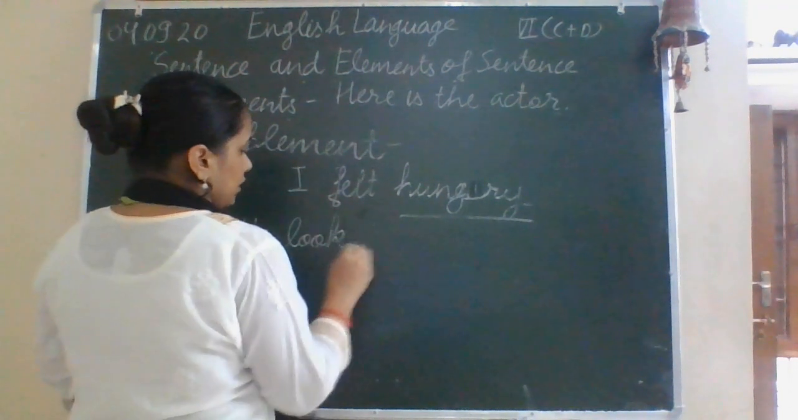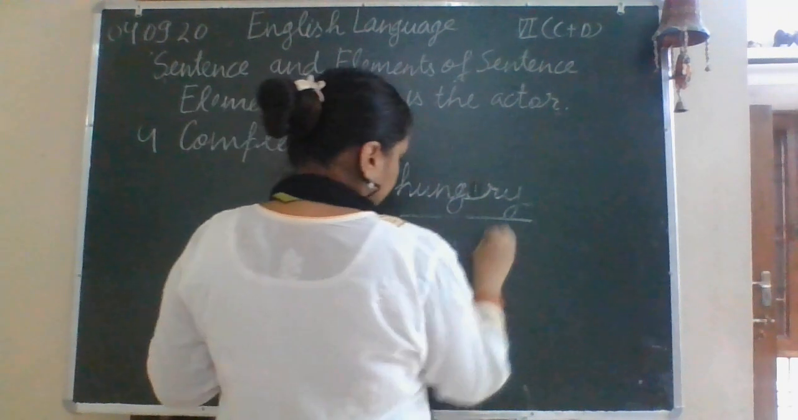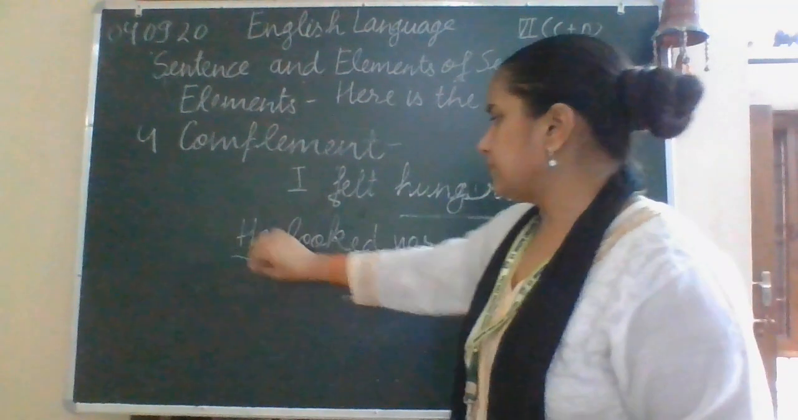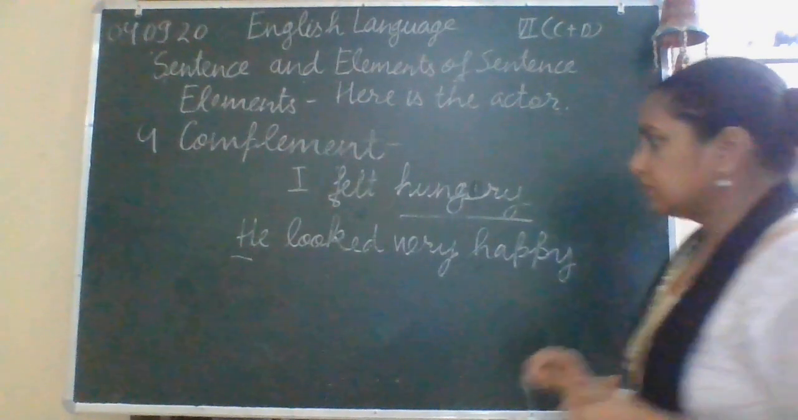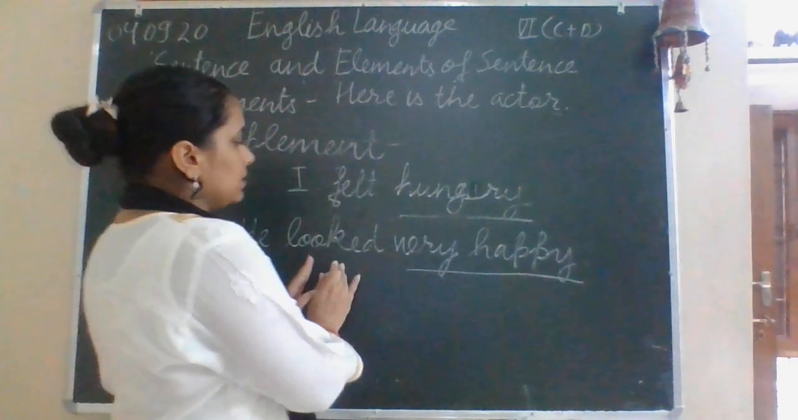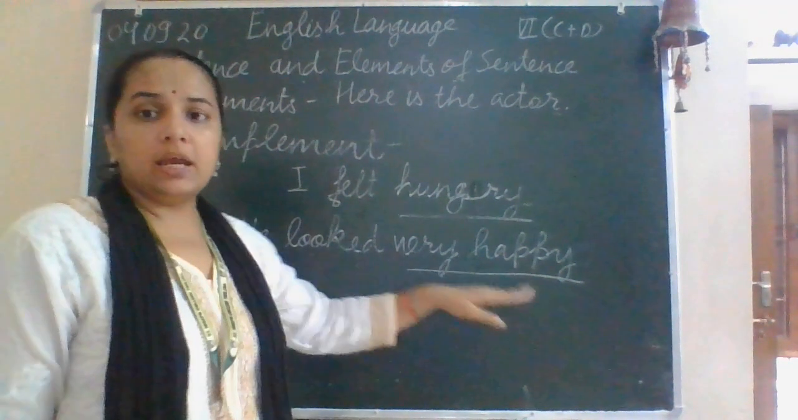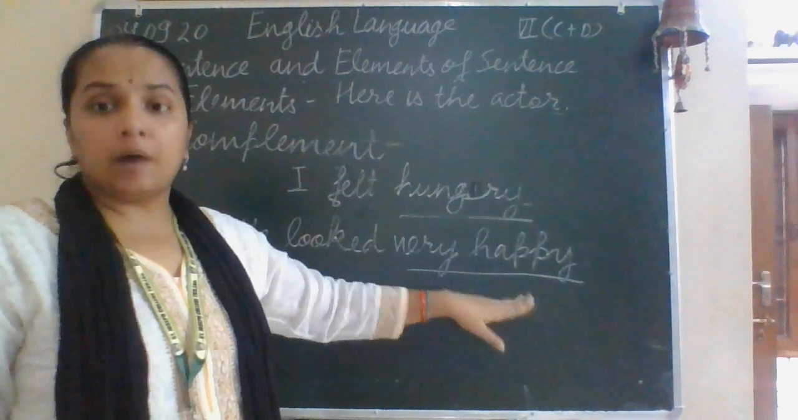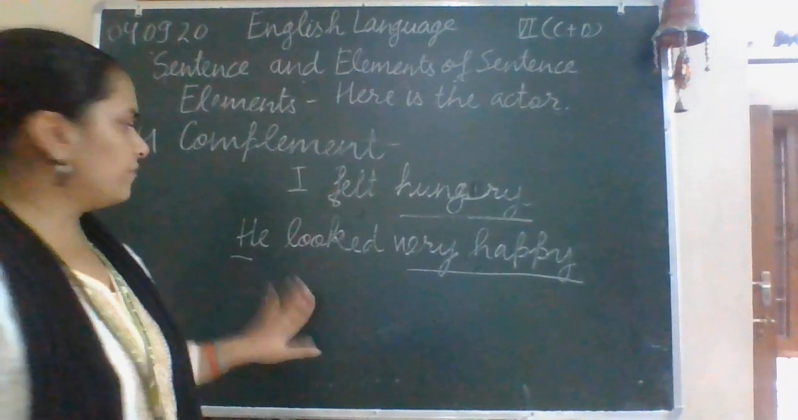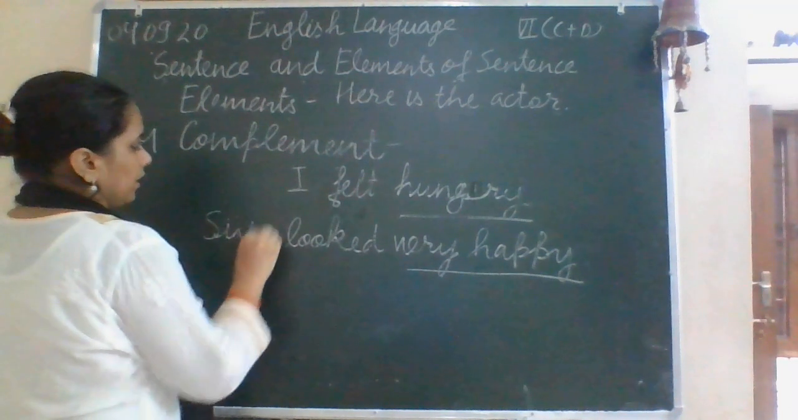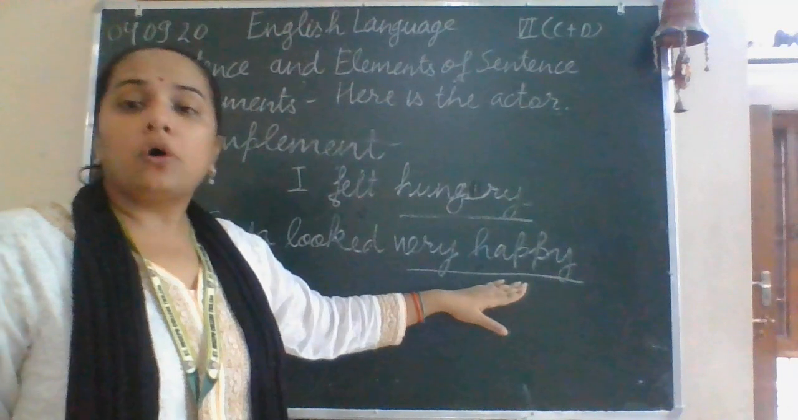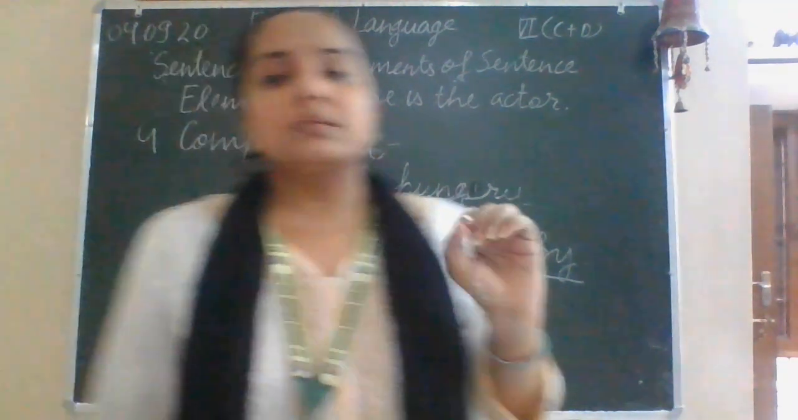He looked very happy. Here, he is the subject, and the rest of the sentence is the predicate, and this very happy is the complement of the sentence. Why? Looked is the verb, and very happy is written after the verb. And about whom is this very happy talking? It is talking about the subject, the pronoun that is written here. You can also write the name of someone here: Sia looked very happy. So this complement is telling something about the noun, which is the subject of the sentence.